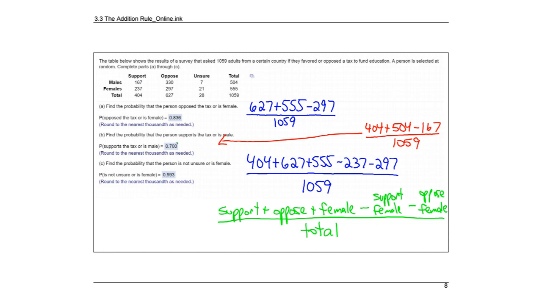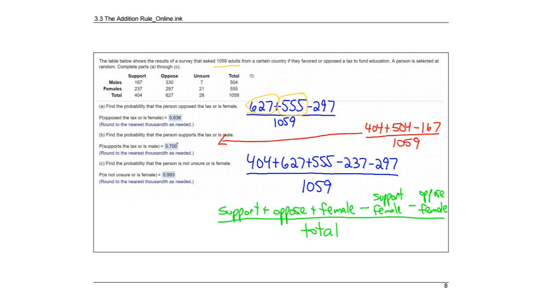All right, this is another table. This time we have males, females. We have whether they support a tax to fund education, they oppose it, or if they're unsure. Okay, so our total number of adults is 1,059. The first one says, find the probability that a person opposed the tax or is female. So if you look at your table, the number of people who oppose the tax, 627. The number of females, 555.